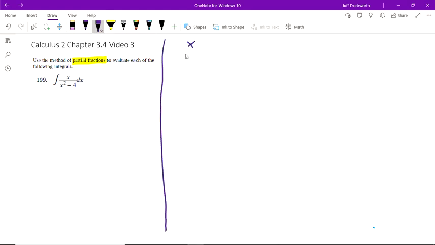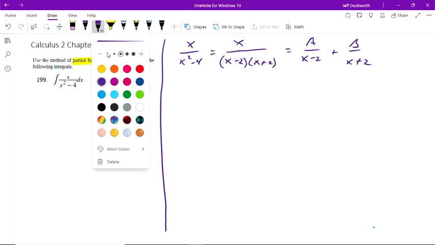So first of all, x over x squared minus 4. Well, this is an x squared minus a squared situation where a is 2, so that equals x over x minus 2 times x plus 2. And now using partial fractions, I can rewrite this as some A over x minus 2 plus some B over x plus 2.